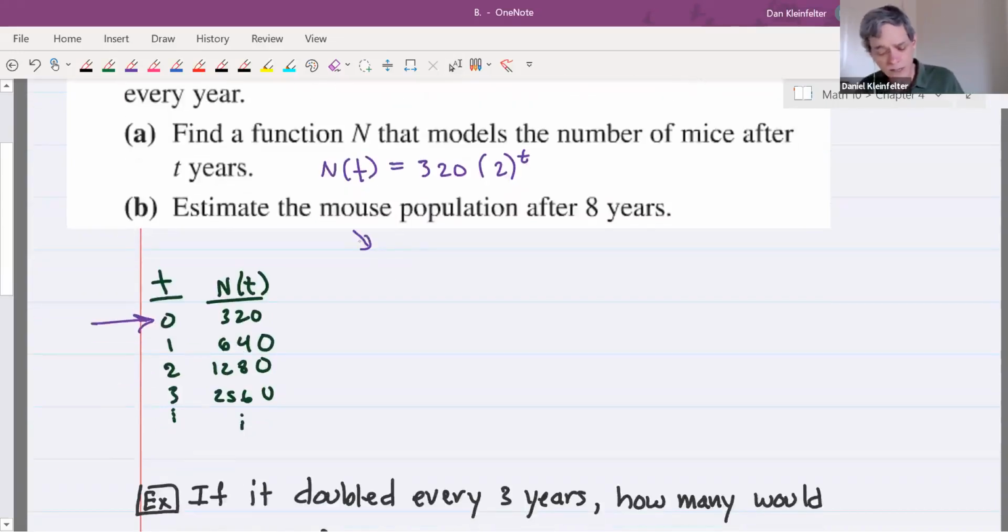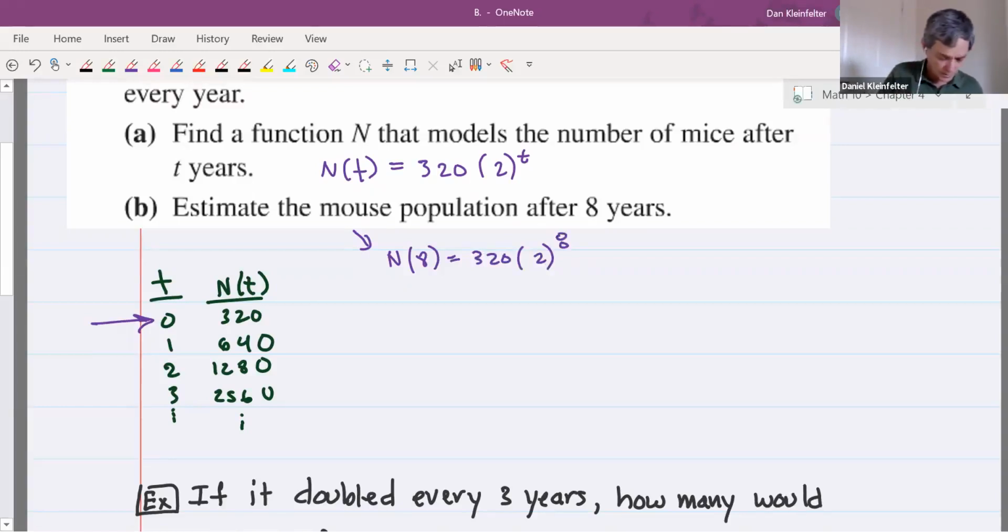And then once we've done the formula, it's a matter of substituting in 8 for our t. So we'll have 320 times 2 to the 8th power. Okay, and that's 81,920. Of course, that's a simplified model, assuming that there's no predators or anything like that, but that's how the math works out.